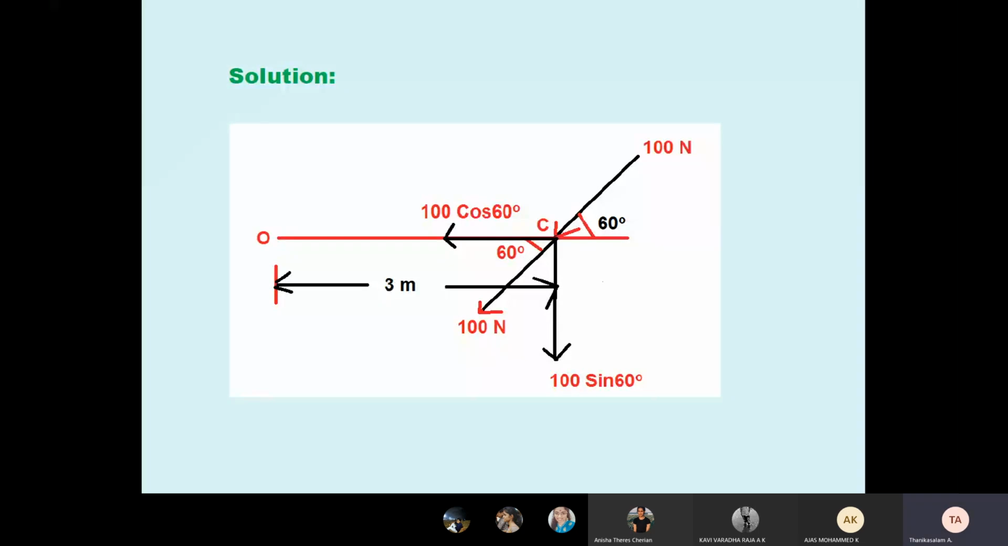While taking moment, first you have to verify which forces are perpendicular with respect to the reference point, and also which forces do not give moment. Any force that goes through the reference point does not give moment. Because of that, 100 cos 60 does not give any moment.